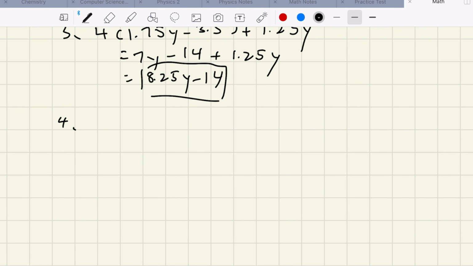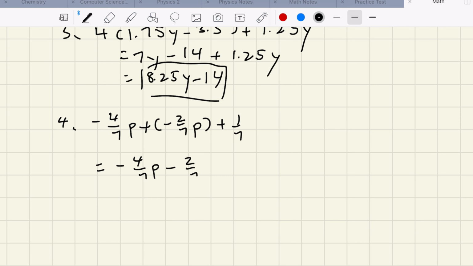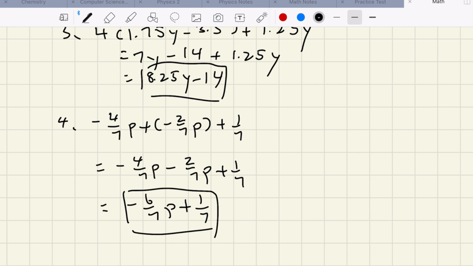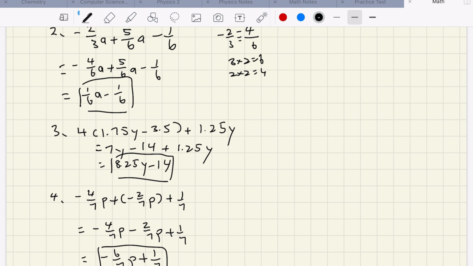And let's try one more problem. Negative 4/7 p plus negative 2/7 p plus 1/7. And you combine the like terms: negative 4 minus 2 is negative 6/7 p plus 1/7. Now this question was rather easy because you didn't have to make the denominators the same.